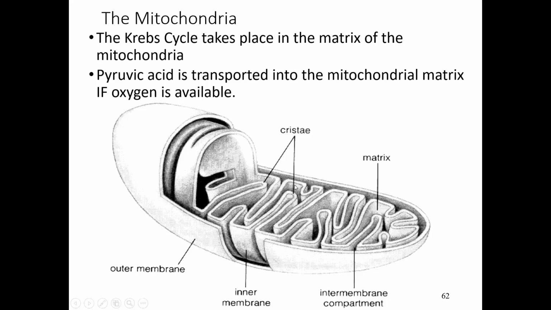There's the inner membrane there. These little folds are called cristae. And in these spaces between the folds is the matrix. And that's where the Krebs cycle takes place. This only happens, though, if oxygen is available. If there's no oxygen, we're not even going to get near the mitochondria.